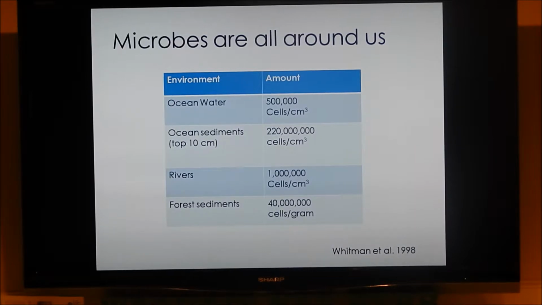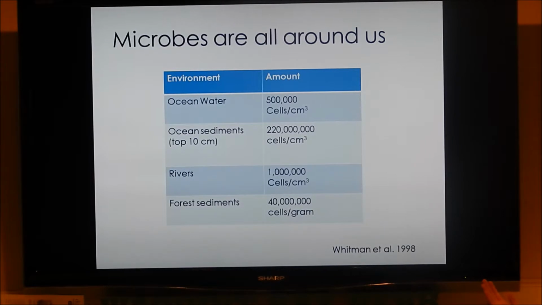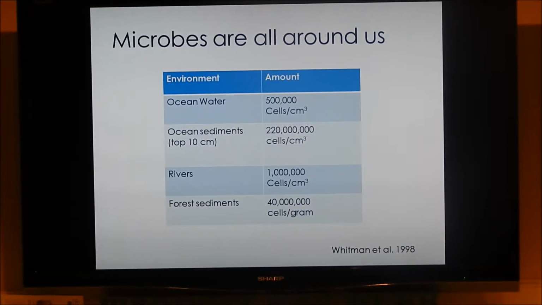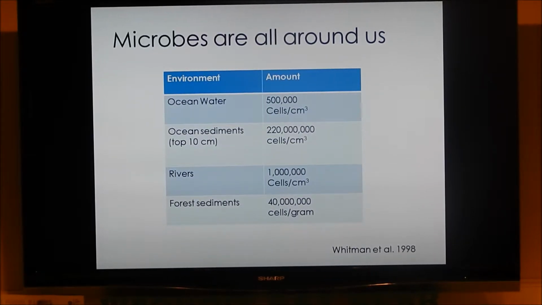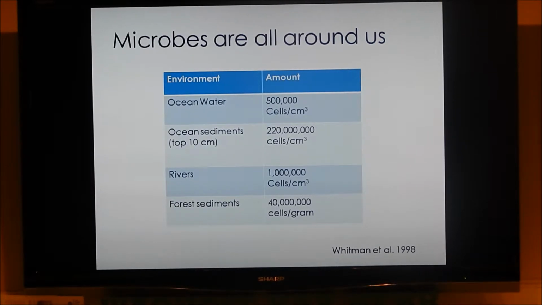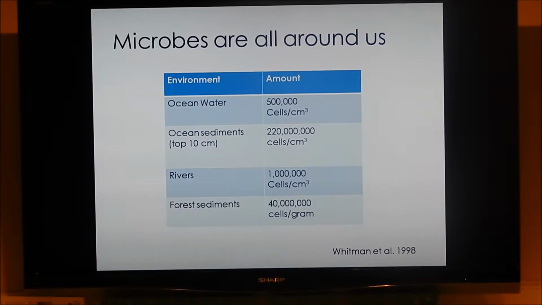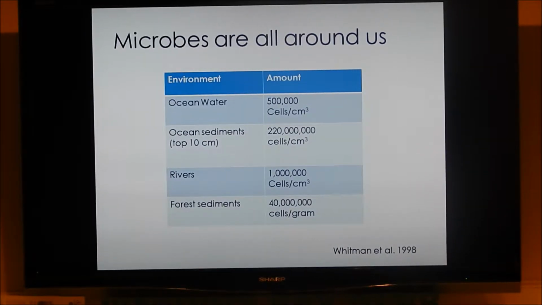To drive that point home, I just wanted to show a little bit of the numbers of microbes in different environments. As you can see here, in ocean water we have 500,000 cells in a milliliter, or a cubic centimeter, which is a really small volume. In ocean sediments, we have even more. We have up to 220 million cells in that same amount. So that's huge. Then in rivers, we have double the amount we have in ocean water. And in forest sediments, which are terrestrial, there are much fewer than in the ocean sediments, but still a lot of microbes around us.